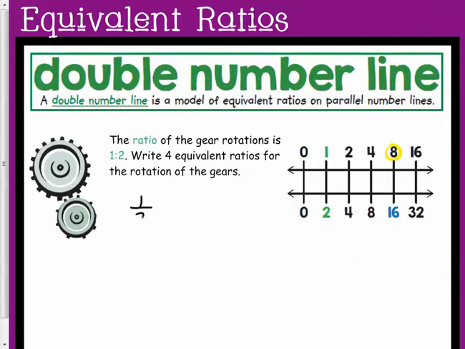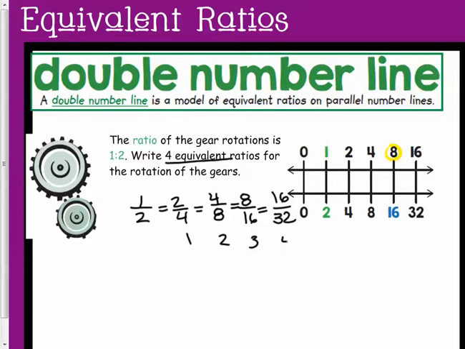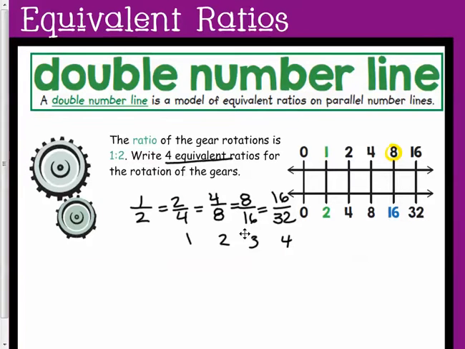So equivalent ratios here are every single one that you see on that number line. Oh, not 2/4, 4/8, excuse me. And 8/16, and 16 over 32. So if they wanted 4 equivalent ratios, did we do it? 1, 2, 3, 4. Right here, yes, they're all equivalent ratios to 1 over 2.